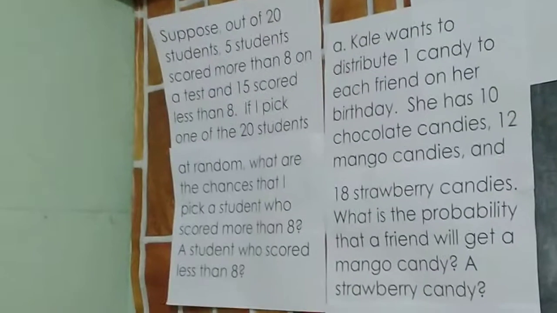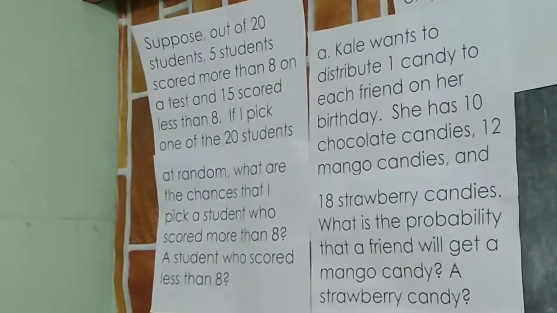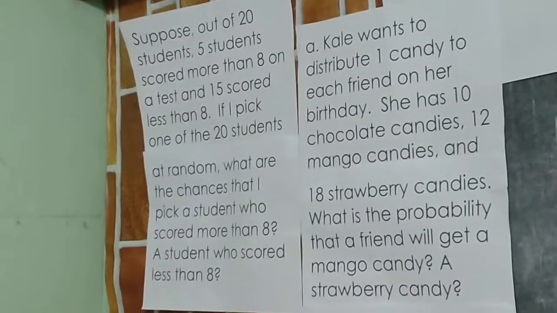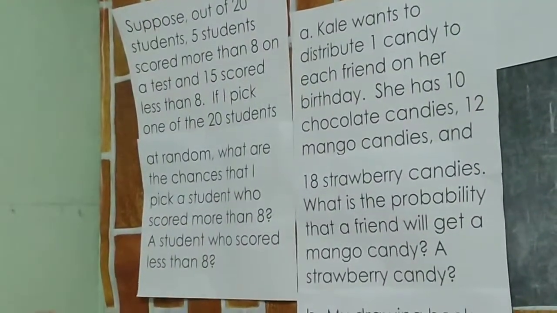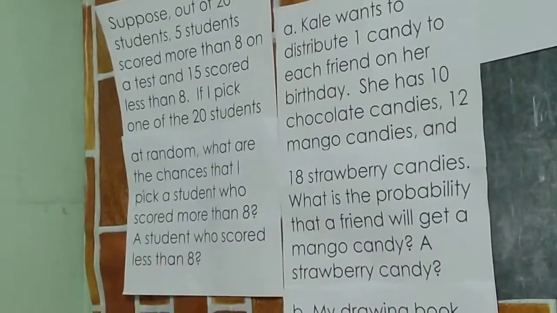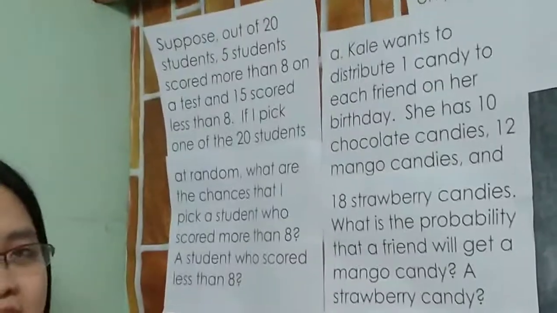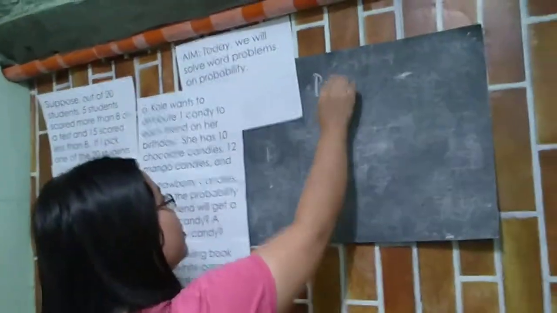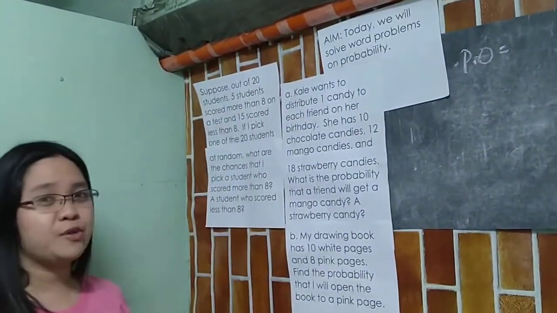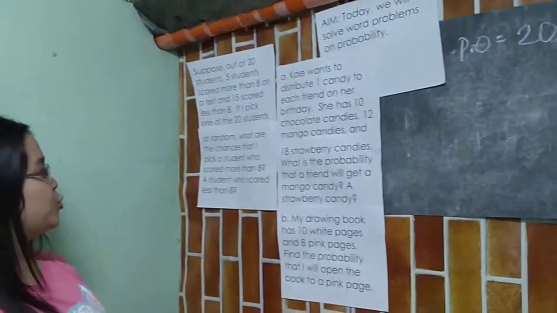Suppose out of 20 students, 5 students scored more than 8 on a test and 15 scored less than 8. If I pick one of the 20 students at random, what are the chances that I pick a student who scored more than 8 and a student who scored less than 8? So for this problem, in order for us to get its probability, we have to first find what's the possible outcome. Okay, it's 20, because as you can see here, the total number of students is 20.